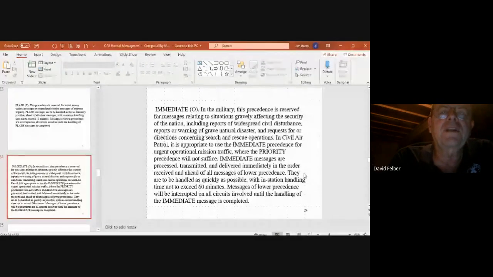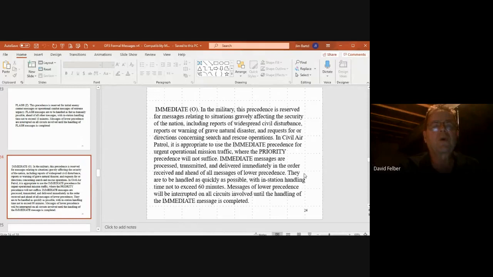Immediate. In the military, this precedence is reserved for messages related to situations gravely affecting security of the nation, civil disturbance, reports or warnings of a natural disaster, requests for directions. In Civil Air Patrol, it is appropriate to use immediate precedence for urgent operational mission traffic where priority will not suffice. Immediate messages are transmitted, processed and delivered immediately in the order received ahead of all messages of lower precedence, handled as quickly as possible, not to exceed 60 minutes within the station.